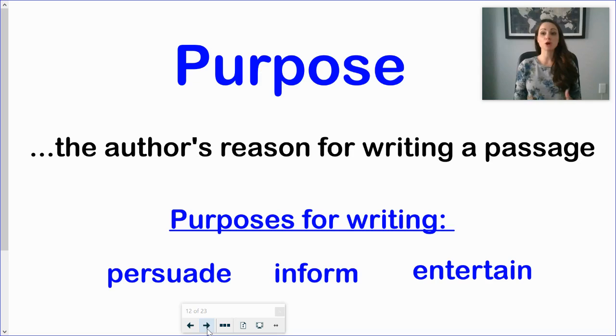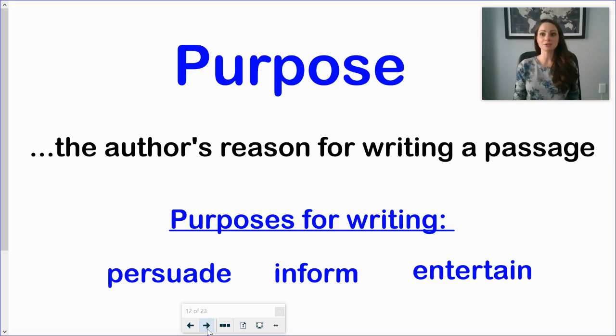Next, author's purpose. Purpose is the reason for writing a passage. So authors have 3 types of purpose: persuade, inform, entertain. When an author writes to persuade, the purpose is to convince you of something. Maybe they want to convince you to buy something, to agree with something, or to do something. Persuasion could also be convincing you not to do something.